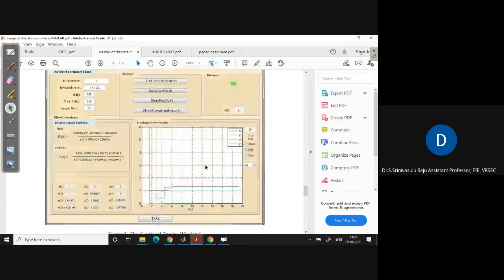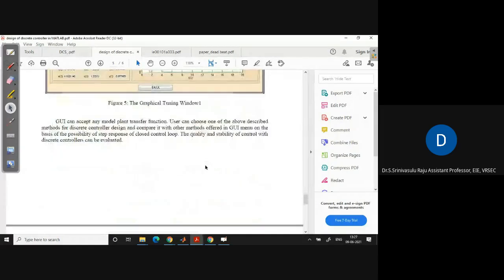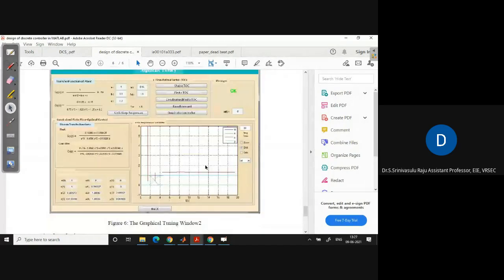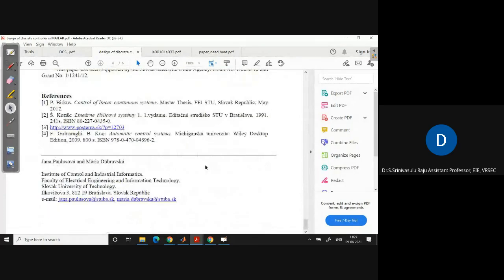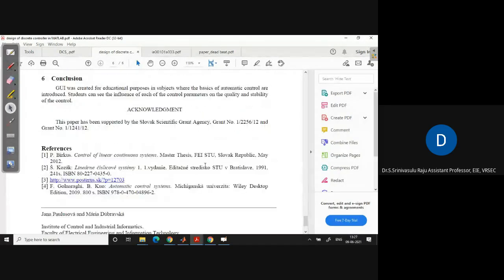Here they have used MATLAB. This is about the MATLAB version. In MATLAB we have the deadbeat algorithm inbuilt. No need to write the code also. You have a deadbeat and Dahlin's simulation block. Directly you can paste your transfer function.